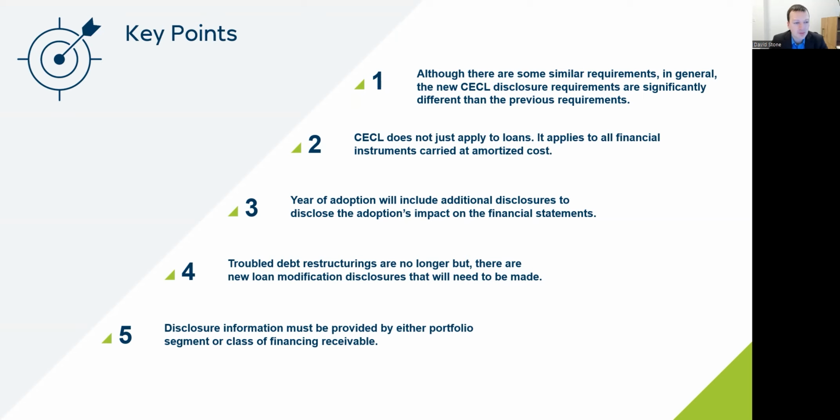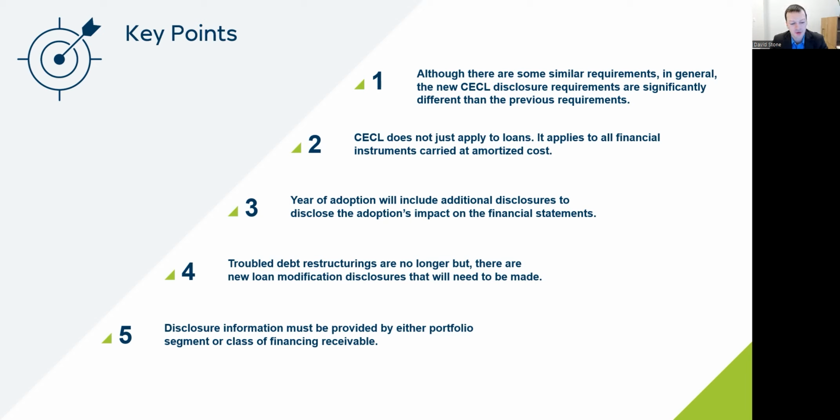Number 3, so year of adoption will include additional disclosures to disclose the adoption's impact on the financial statements. This is a huge change to your financial statements. I mean, you think about it, your loan and allowance footnote, it's probably been in the 60 to 75% range of your financials. Like it's consumed 60 to 75% of your total financial statement document. So accordingly, there's going to be a lot of disclosure in that year of adoption just to explain what has changed from last year to this year.